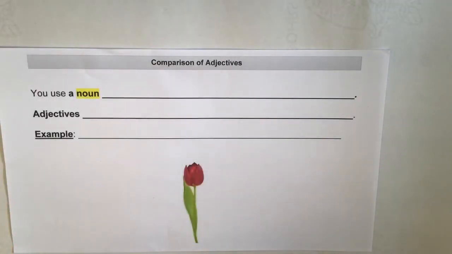My video about comparative adjectives. What are comparative adjectives? Comparative adjectives are words we use when we are comparing things or a person.